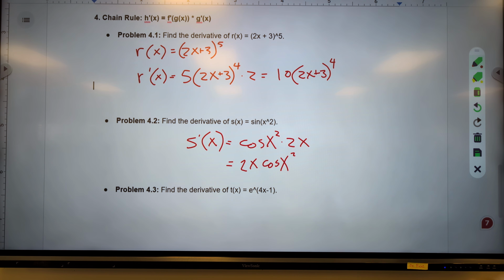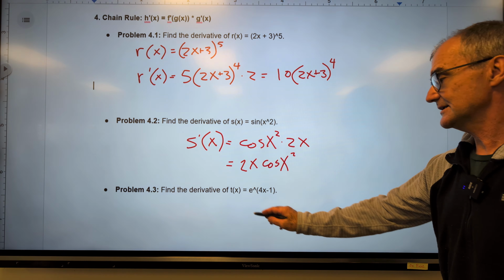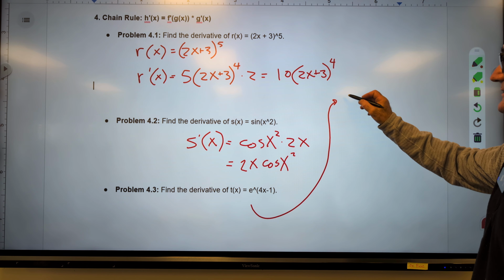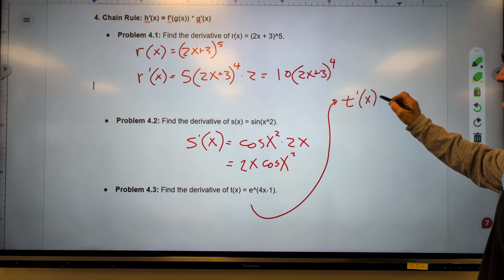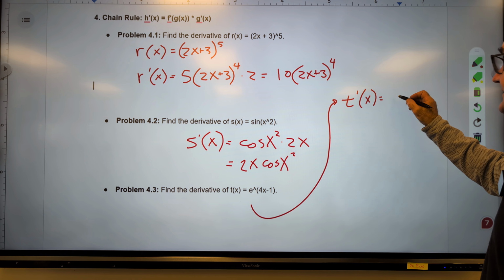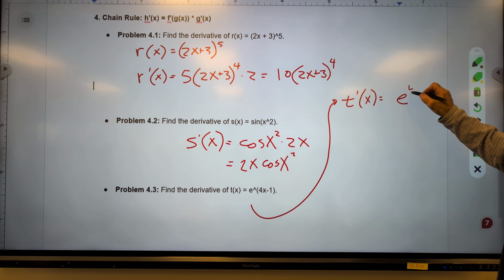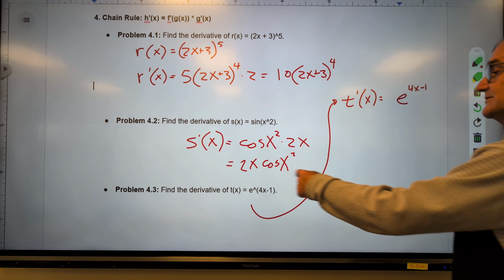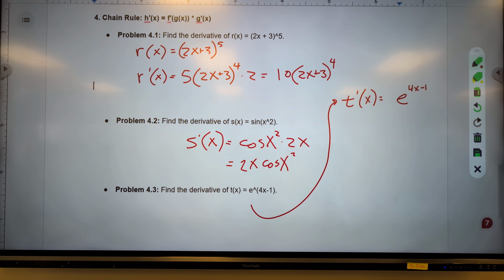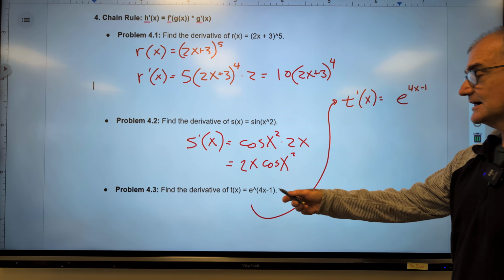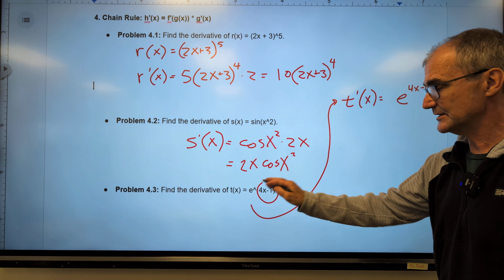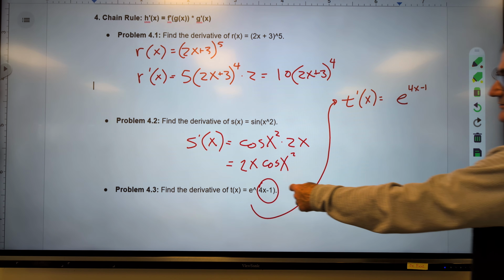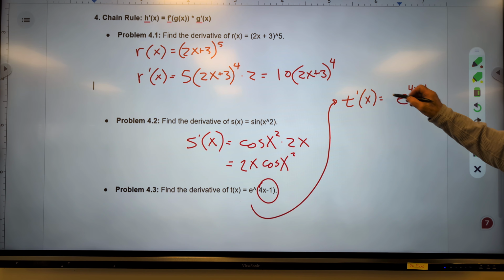Last problem, find the derivative of e to the power of 4x minus 1. This one right here, t prime of x, is going to be equal to this function itself, e to the power of 4x minus 1. The derivative of e to anything is itself. It's the only one that does that. However, because there's a function inside the function, I have to take the derivative of this inner term here. And the derivative of this is just 4. So I multiply it by 4 or put that 4 up front.